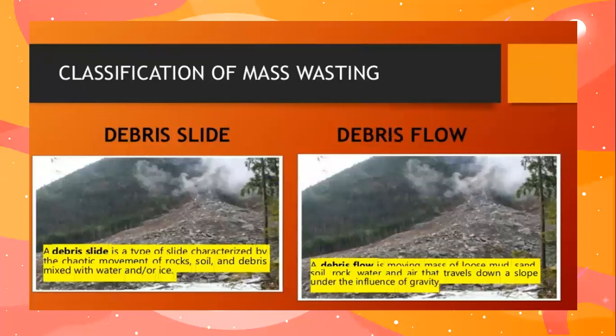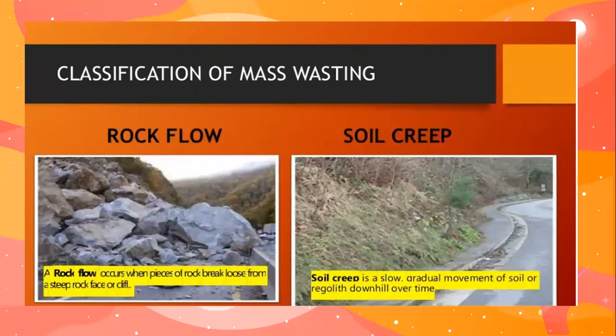Next is debris slide. It slides, so debris. There is no land that is involved. And debris flow is also the same as the debris slide. The only difference is one slides and one is flowing. So it has like mud on it, or water that is involved. Rock flow, there is loose rock. This may be a result after a very heavy rain.